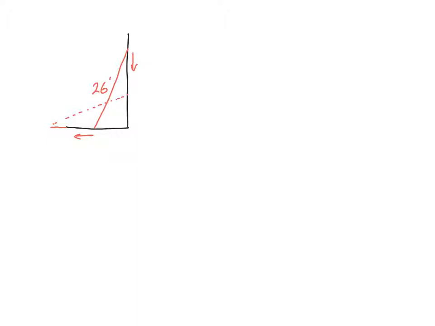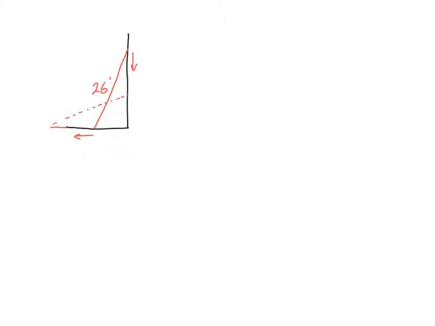But the question will be, if I know that the lower end is being moved away from the wall at a rate of 5 feet per second, how fast is the height of the top changing? And so this will be a negative rate because the top is moving downward. And we want to know how fast it's changing when the lower end is 10 feet from the wall.